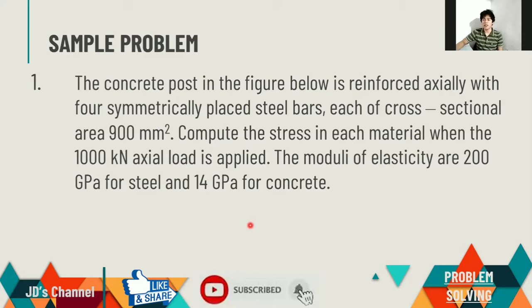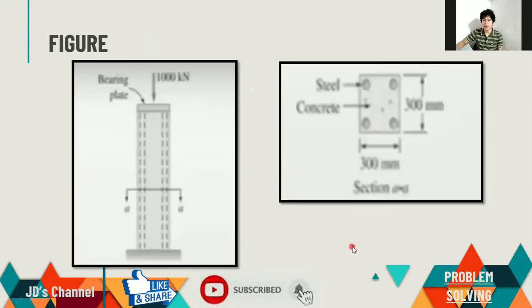The moduli of elasticity are 200 GPa for steel and 14 GPa for concrete. Okay, so ito yung figure ng ating concrete post. Here is the figure. As we can see here, we have this bearing plate on the top, and this broken line is the representation of our steel bars, and then this is the whole concrete post.